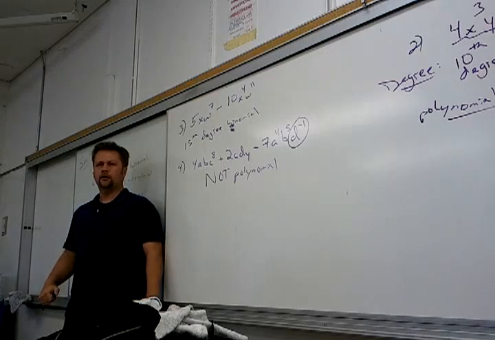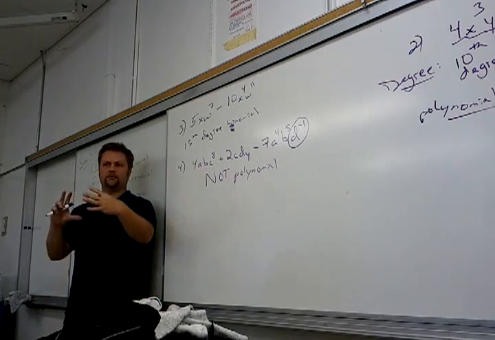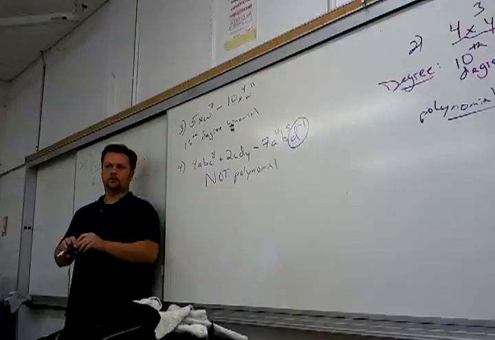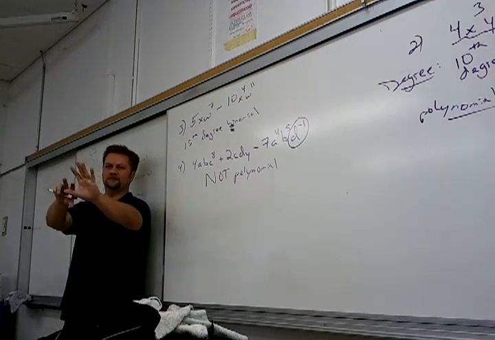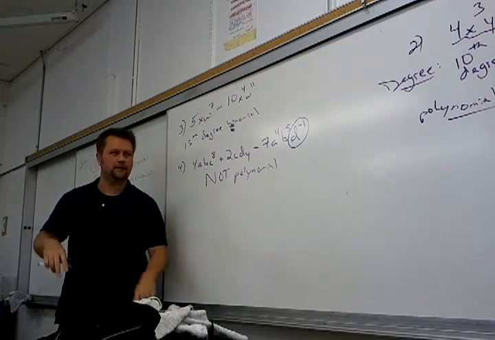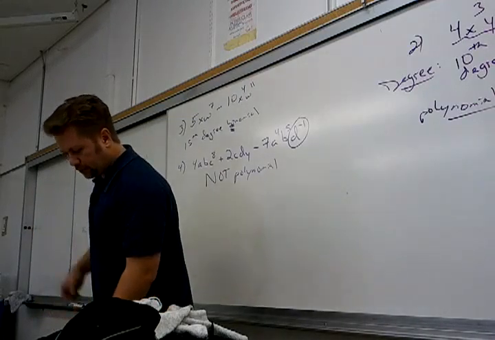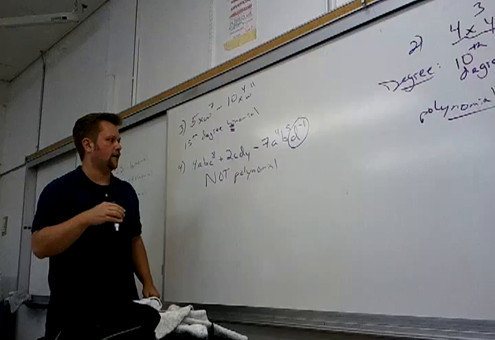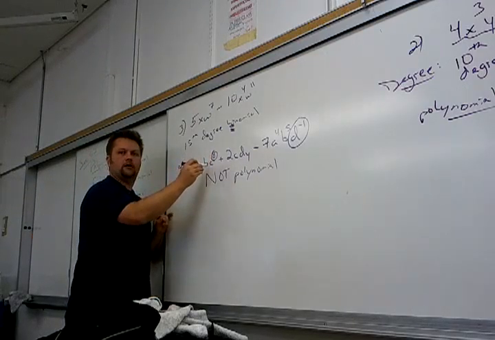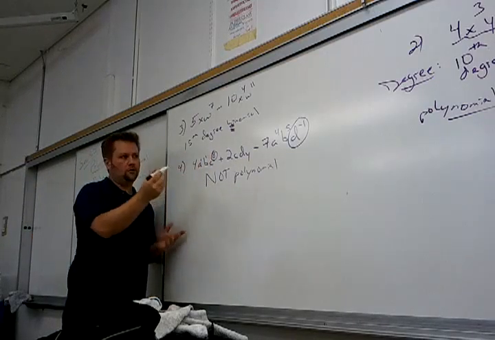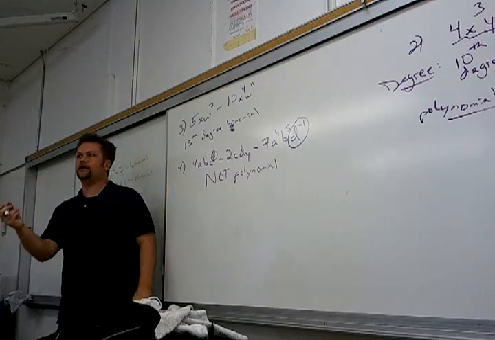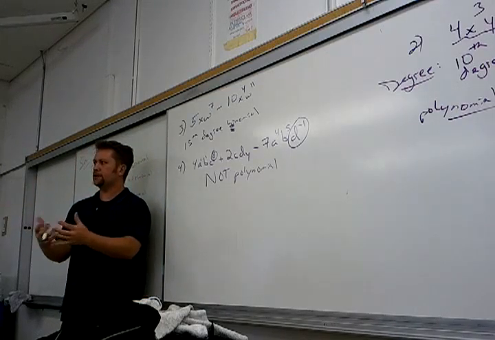The power has to be a whole number. You can't have a variable in the exponent. We haven't officially done radicals yet. So it's got to be a whole number power. It could be 0, because any constant has x to the 0 in there, and that's just 1.